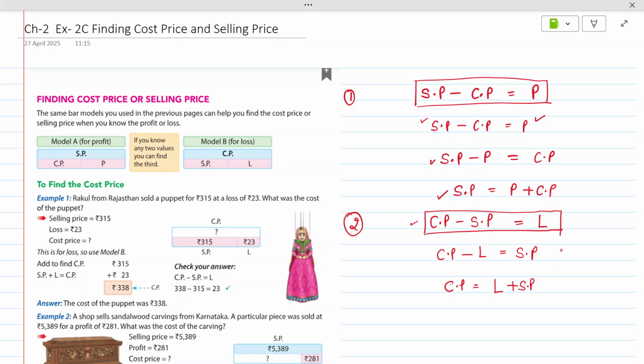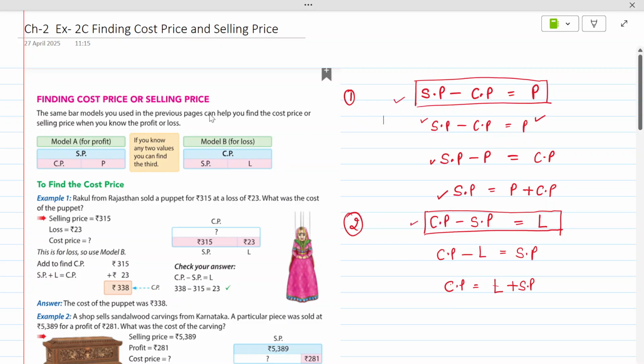The one thing which we have to keep in our mind here is, whenever we move any number across the equal to sign, then the sign of that number always changes. Minus becomes plus and plus becomes minus, like how we have done here. Okay, so kids, always remember these two things. Now let us move to the textbook part.